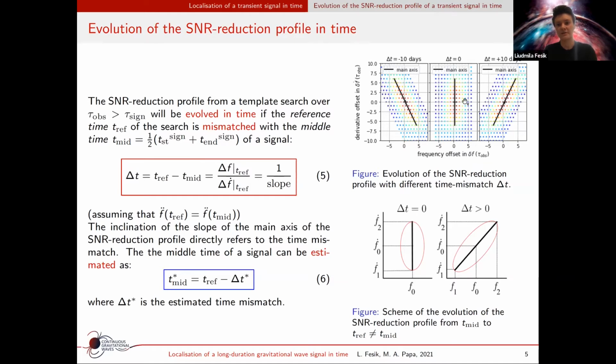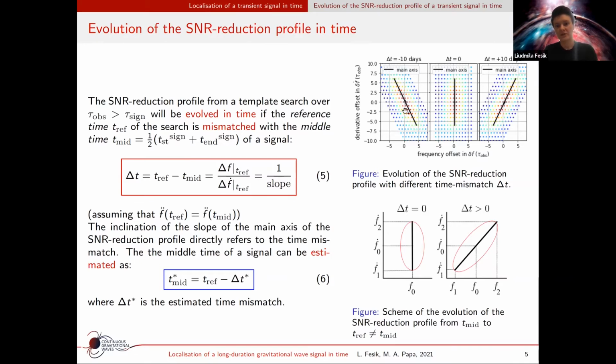Ellipses of the same SNR reduction profile as given here. However, when we have some time mismatch, as given on the left plot at -10 days, the mismatch from the middle time of the signal, and at +10 days, then we have the corresponding evolution in the frequency that can be described by the Taylor expansion function.